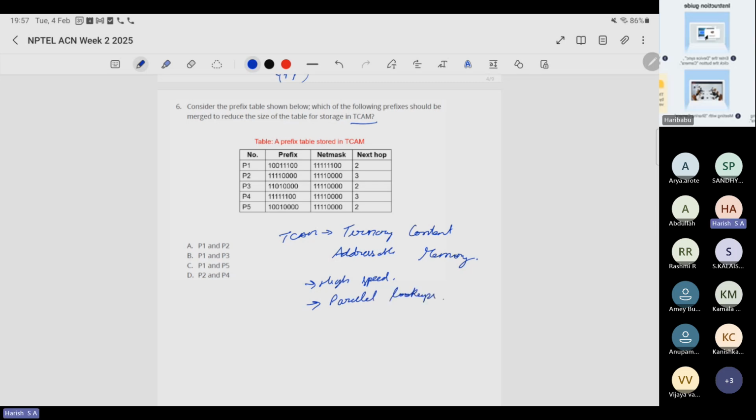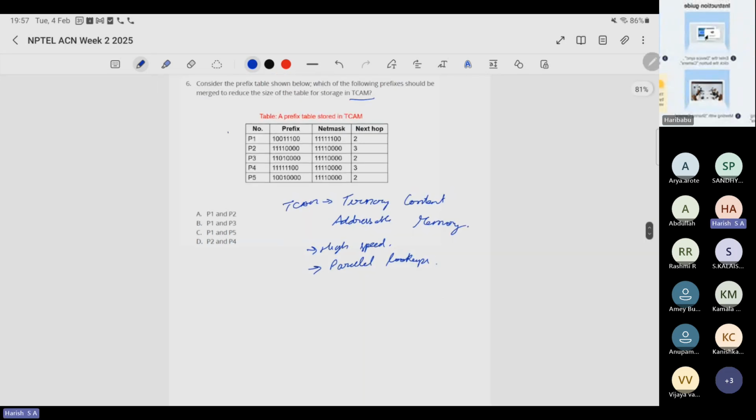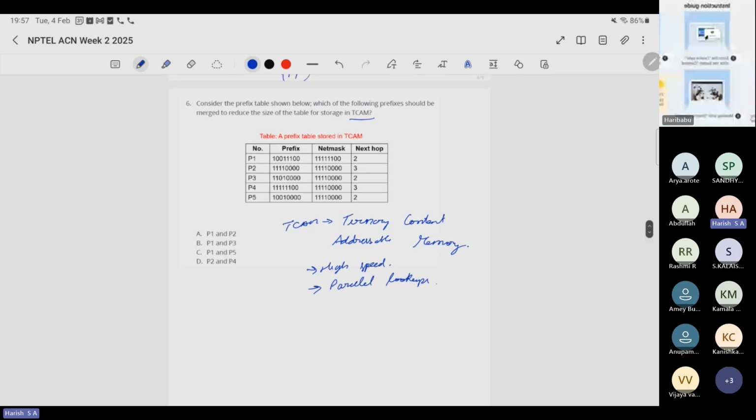So what does parallel lookup mean? When you want to compare something with a table, what do we do? We go here first and then check, is it matching? And then we go here and then here and here. This is what we do. But parallel lookup means in one single clock cycle, it can compare that particular input with all of the entries and then find out which is going to be the correct hop. This is the advantage of TCAM.